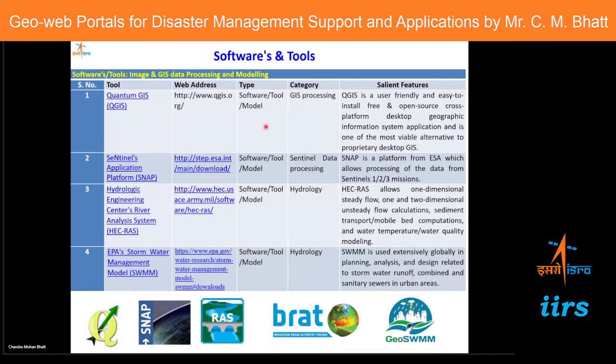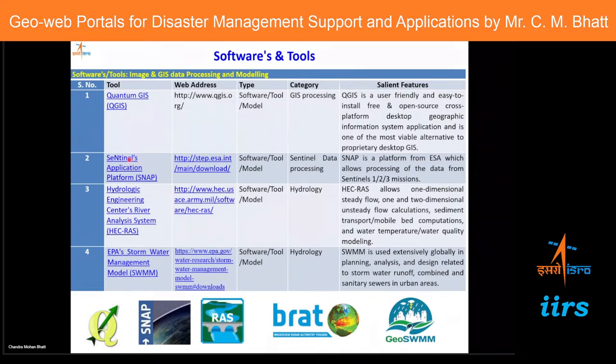I have mentioned some of them, but you have QGIS. It is an open source GIS processing software which can be downloaded, and it is free of cost. You can do various GIS operations, vector as well as raster operations. Then, if you want to process Sentinel data sets, ESA has provided the SNAP software, the Sentinel Application Platform.